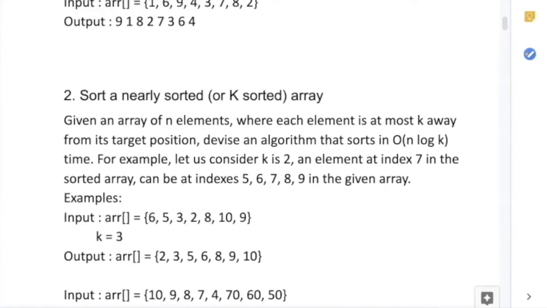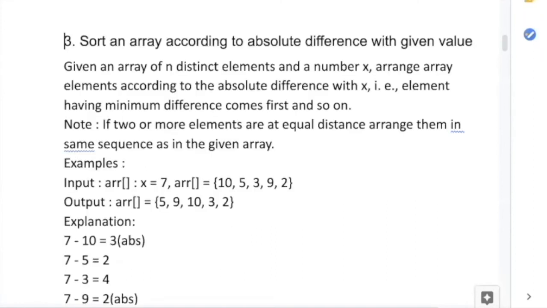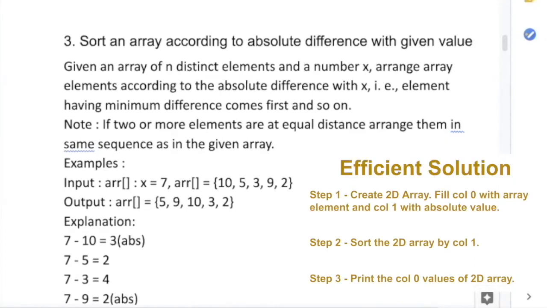Question number 3. Anybody who has solved this question number 3? So basically the idea that we have to use in this question is that first of all you have to find the absolute difference for each of the elements. So I have an array 10, 5, 3, 9, 2, and with 7 if I have to find, the absolute difference will come at 3, 2, 4, 2 and 5, right?